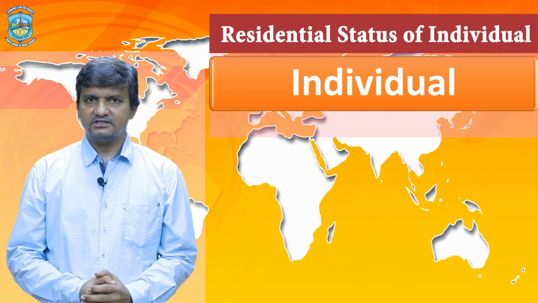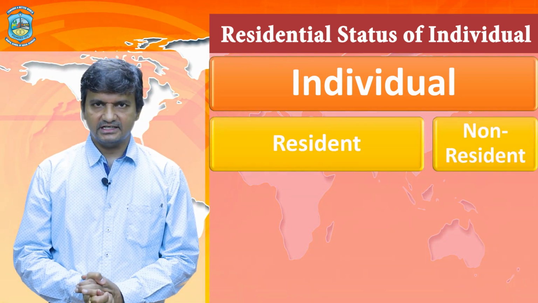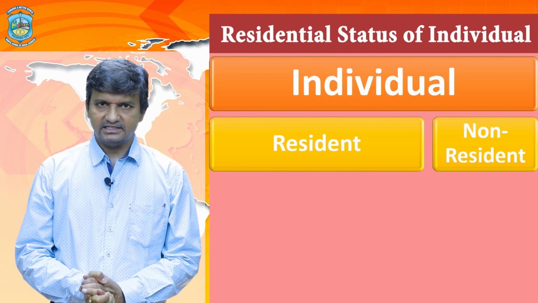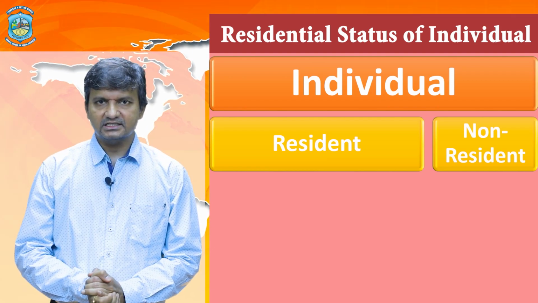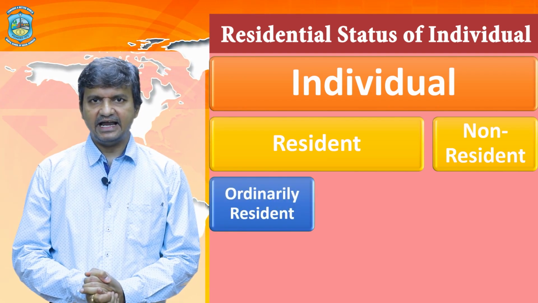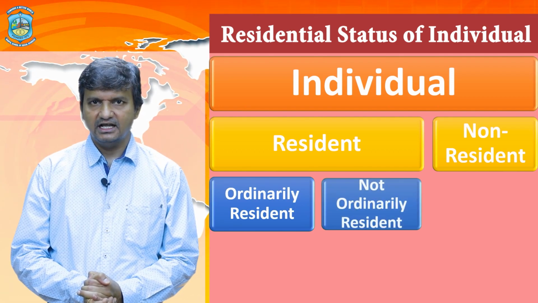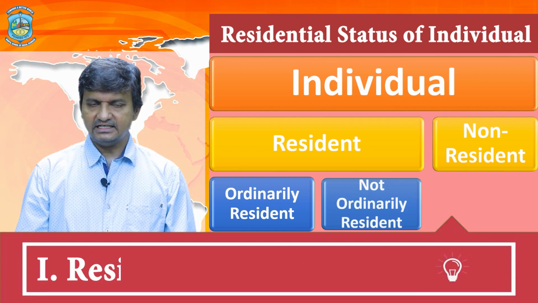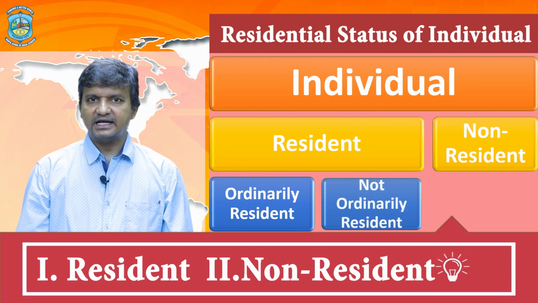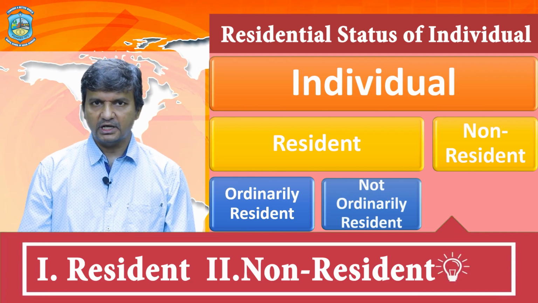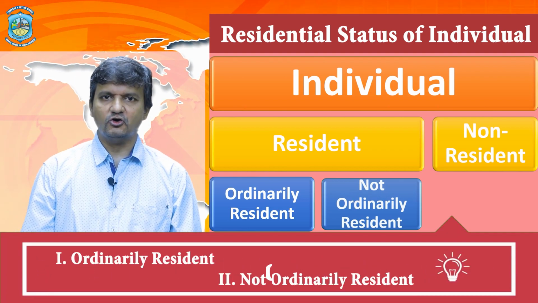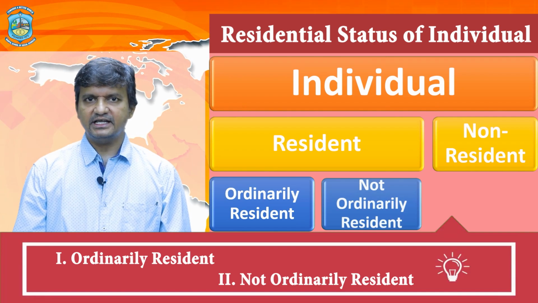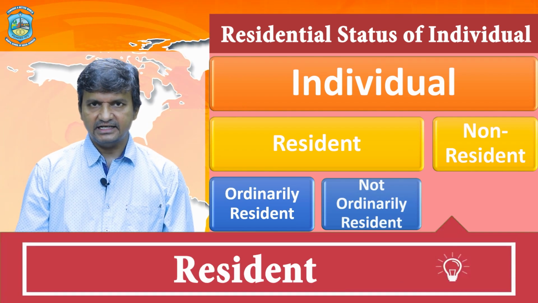From income tax point of view, taxpayers are broadly categorized into two categories. First is resident and second is non-resident. Now when we become resident, we again subcategorize into two parts. First is ordinarily resident and second is not ordinarily resident. I would like to repeat it. From income tax point of view, we take two categories, resident and non-resident. And when we become resident, then we are again subcategorized into two parts, that is ordinarily resident and not ordinarily resident.